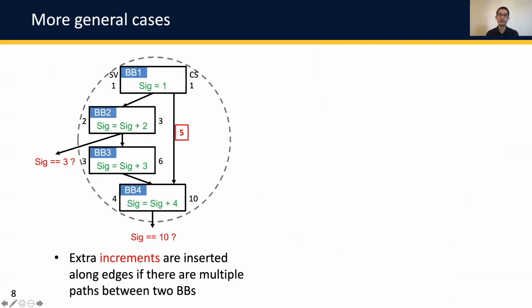If multiple paths exist between two basic blocks, we insert an extra increment along the shorter path to make sure the correct signature value is generated. The value of the extra increment is the difference between the maximum path sum and the shorter sum, which is marked in the red square in the figure.